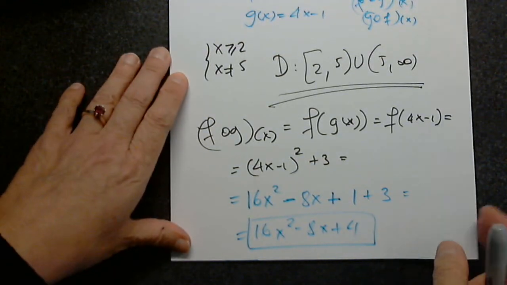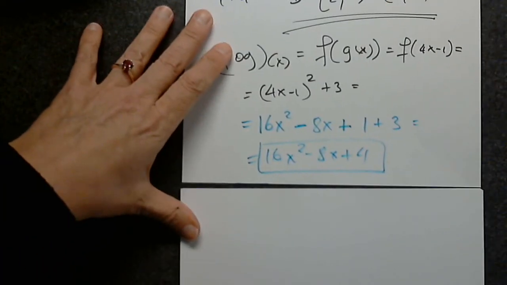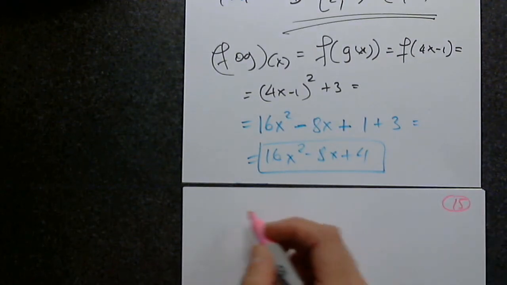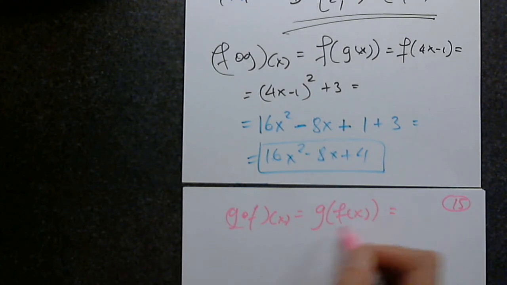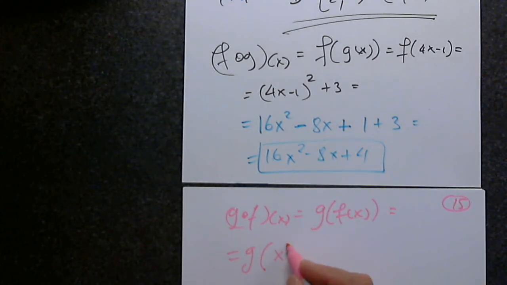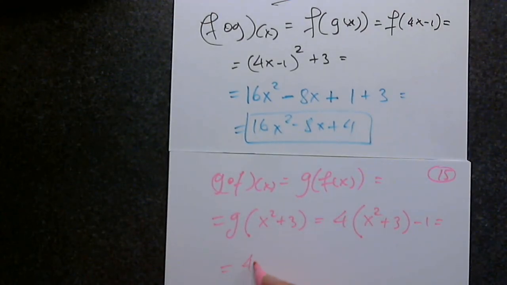And the last one is g comp f. So g comp f of x, right? So g of f of x, which is g of x squared plus 3. And now we stop for a moment and we look at g. And we have to perform the operation that g needs us to perform. So this will be 4, very good, parentheses, x squared plus 3 minus 1. I have to distribute. I get 4x squared, but plus 12 and minus 1 is plus 11.